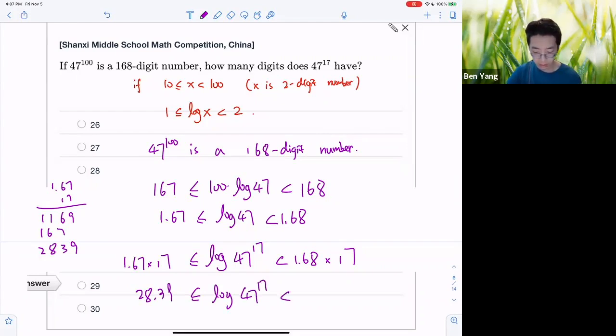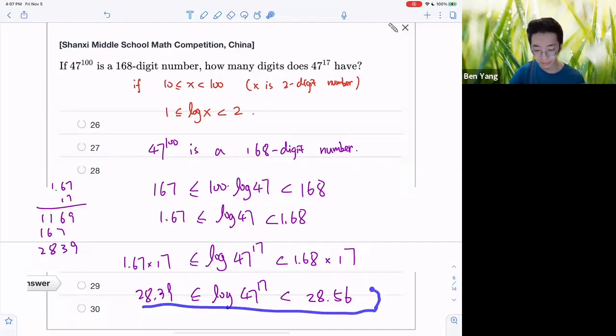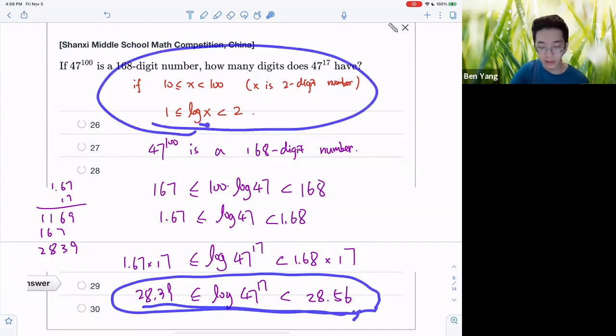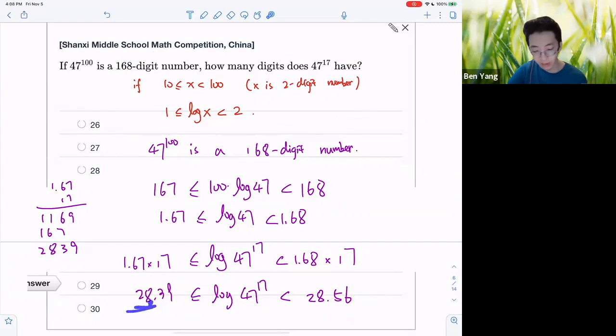And on the right, what do we have? 28.56, something like that. What do we see? It's 28 point something. Again, if we look at our original example, if log of x is 1 point something, then it's a 2-digit number. And here it's 28 point something, so it should be a 29-digit number.